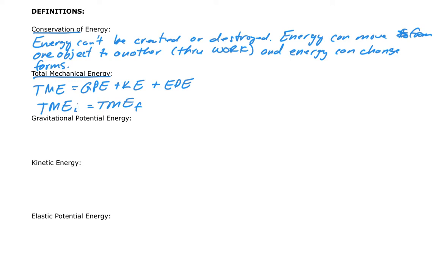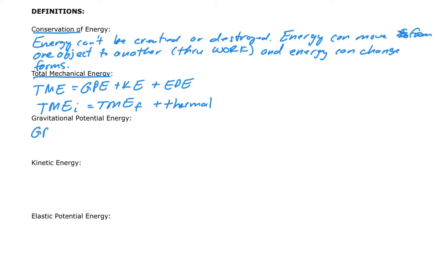I'm going to go ahead and use I, not O, to stand for initial. So the total mechanical energy initial at the beginning of the problem is going to equal the total mechanical energy final at the end of the problem. Now, sometimes we also have to consider thermal energy, because sometimes we lose energy to thermal, but we won't normally have to worry about that. So we'll indicate in the problem if that's something we're going to have to worry about or not, okay? So let's take a look at our first type of energy, gravitational potential energy.